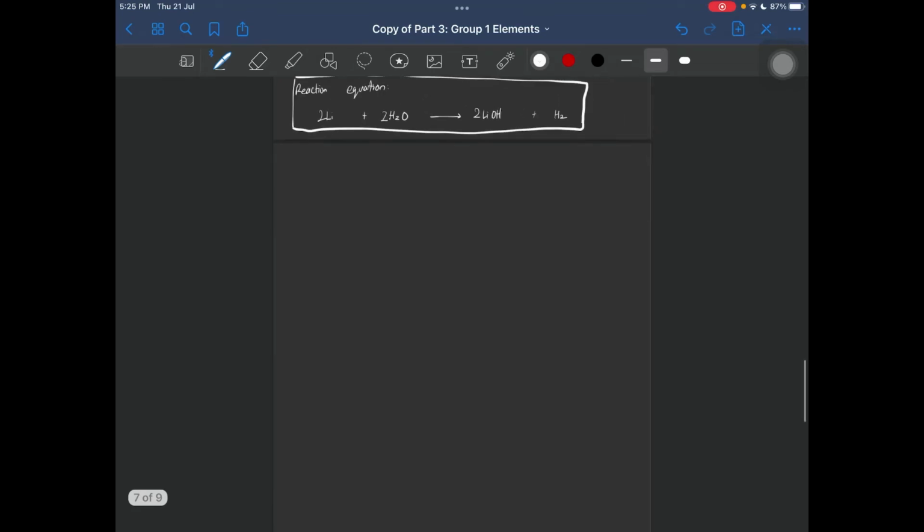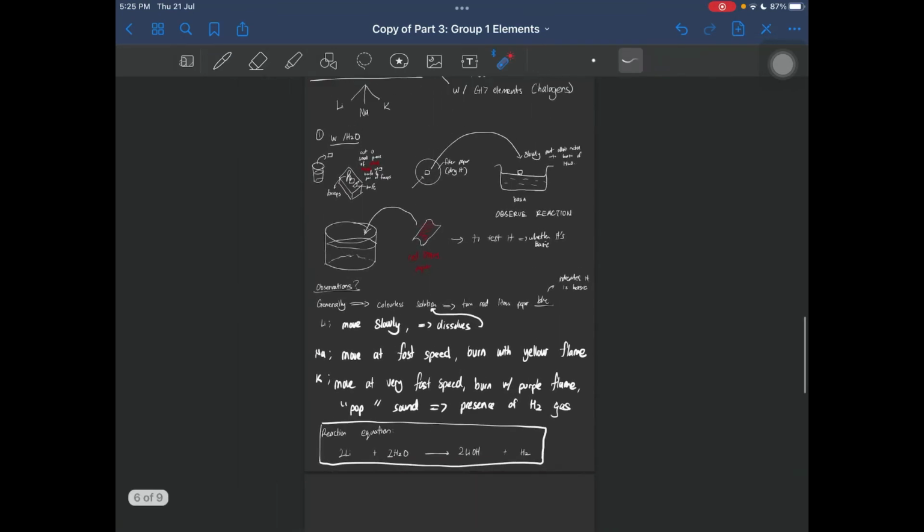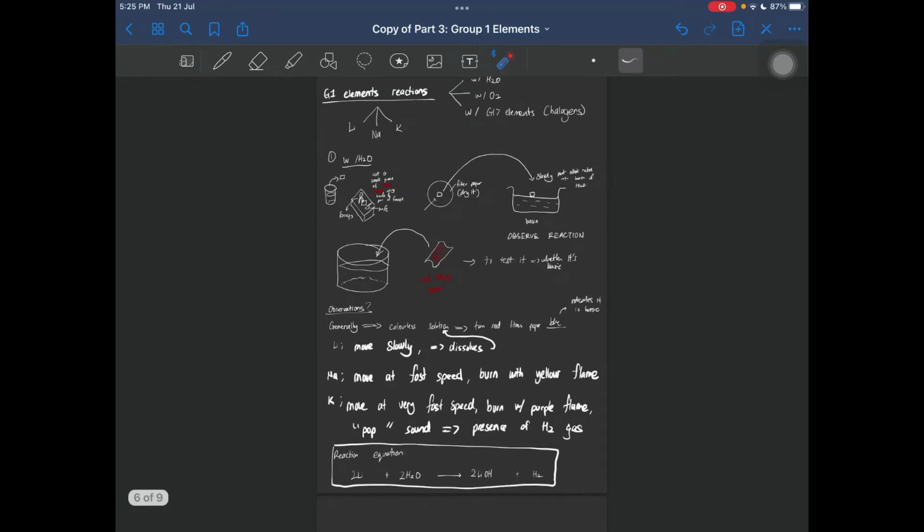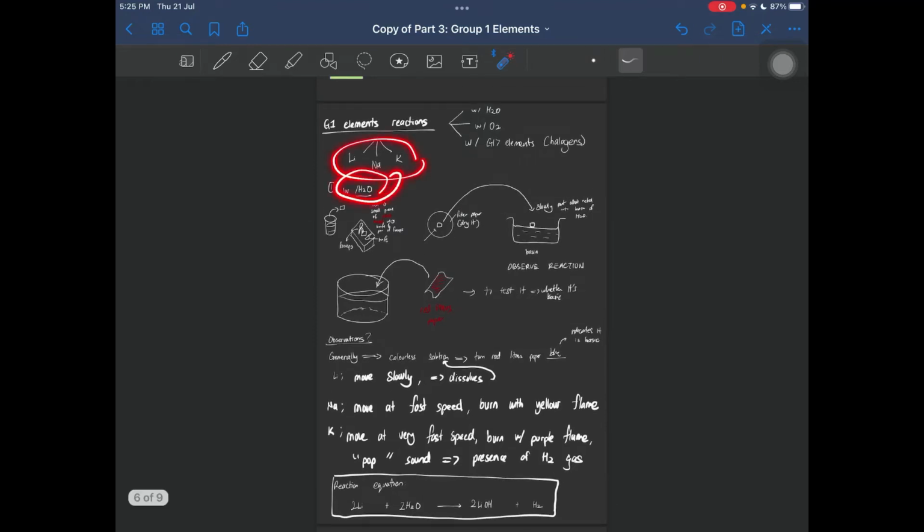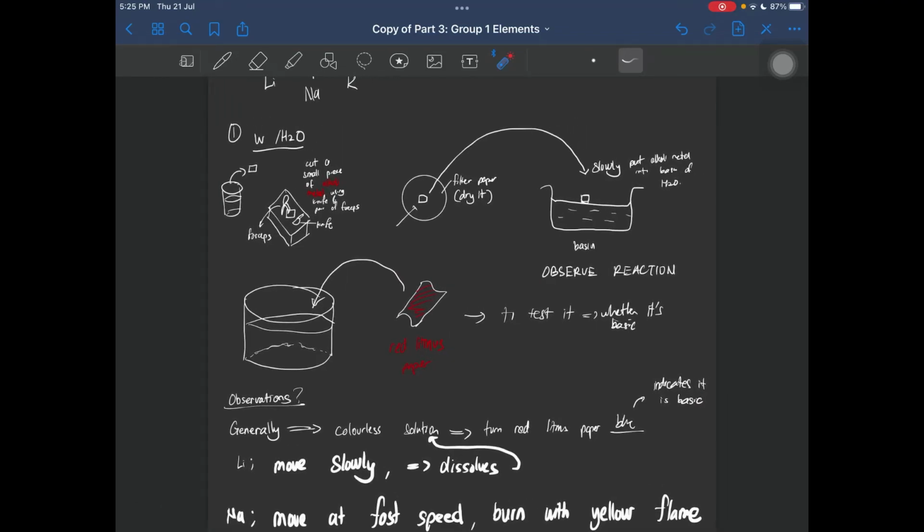Right, next. Oh, before that, let's take a recap of what we have learned here. We learned the reaction between alkali metal and water, whereby the first thing we need to do is take out a piece of alkali metal, cut a small piece using a pair of forceps and a knife, and dry it with filter paper. Then we slowly put the alkali metal into a basin of water and observe what happens in the reaction.